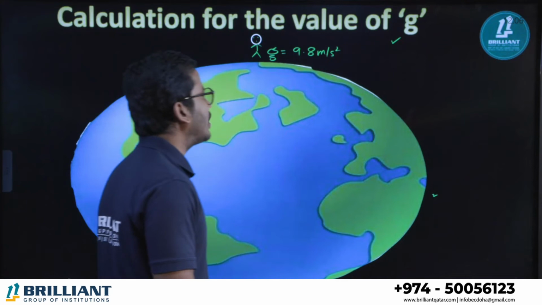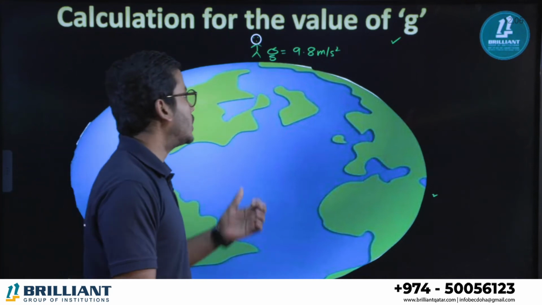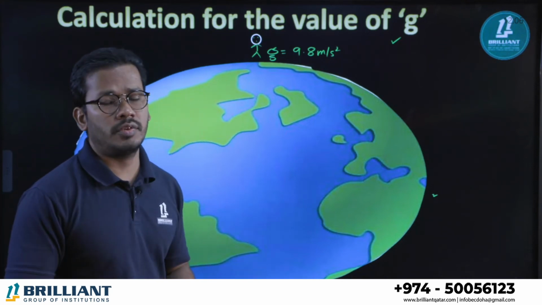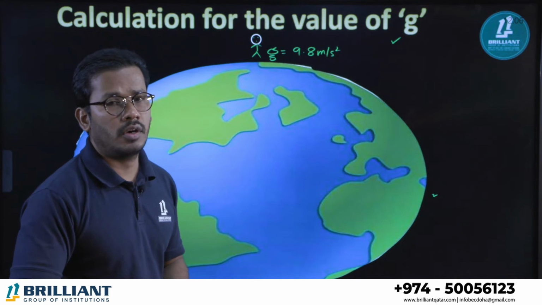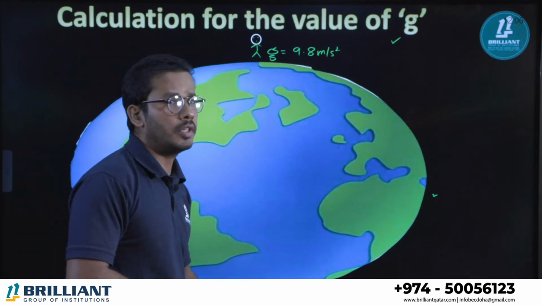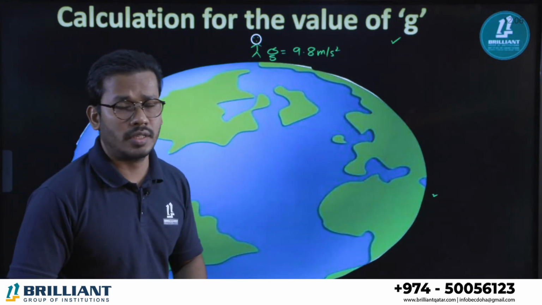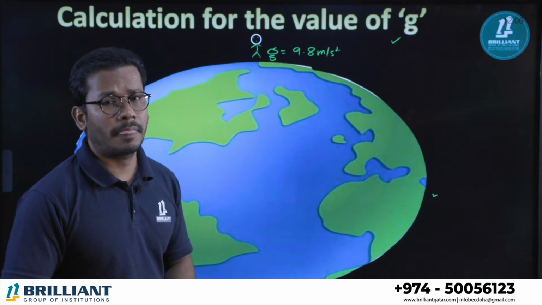So we were here to calculate the value for g, which equals 9.8. We're going to see whether it is changing or remaining constant. Is it depending upon the mass of the object? You're going to tell me now. No, right? Just now we have seen the mass is getting cancelled.